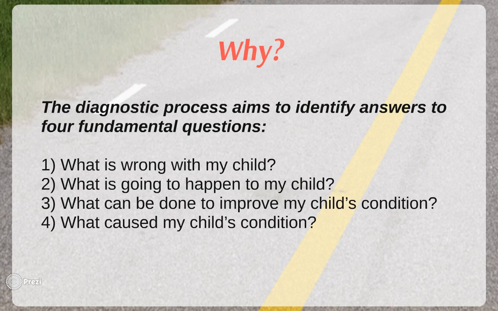What is wrong with my child? This is the diagnosis. What is going to happen to my child? This is the natural history and prognosis. What can be done to improve my child's condition? This is the treatment. And what has caused my child's condition? This is the etiology.